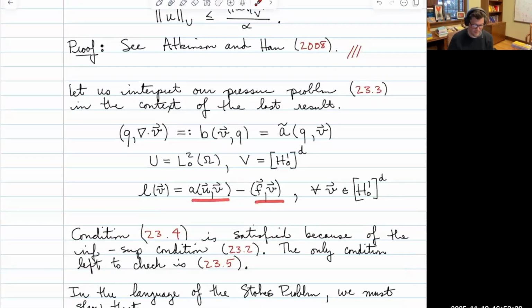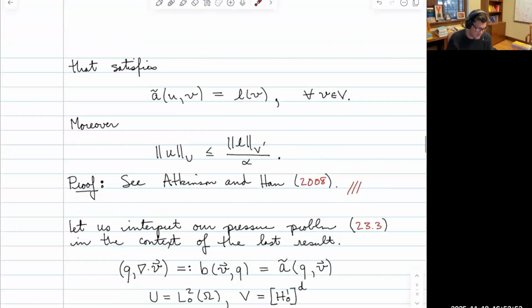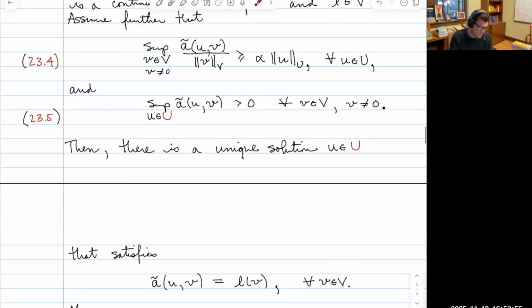AUV minus FV. So now we've identified everything, except for, well, let's go back and check. Do we have the Inf-Sup condition? Yes. So that 23.4 condition that we need to check.